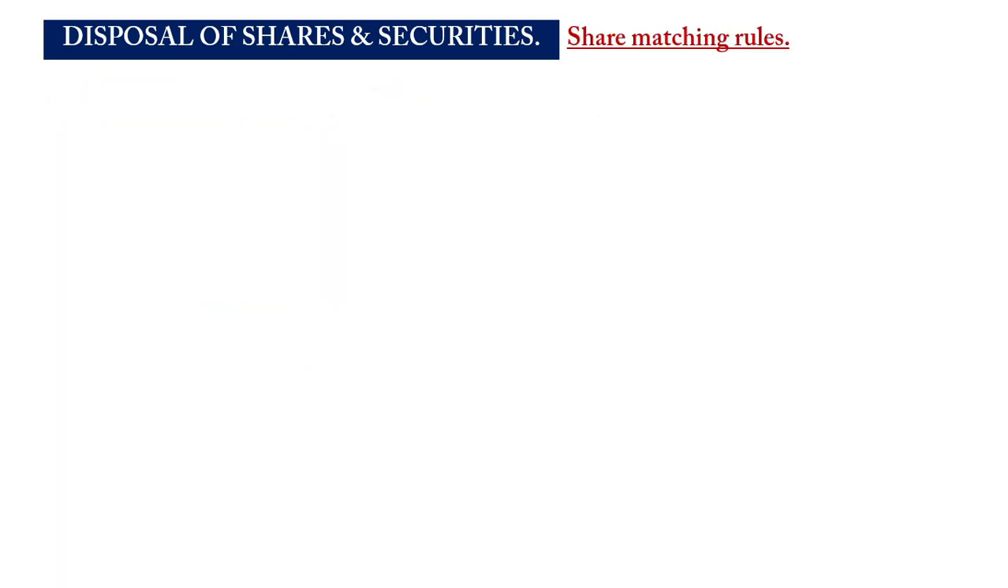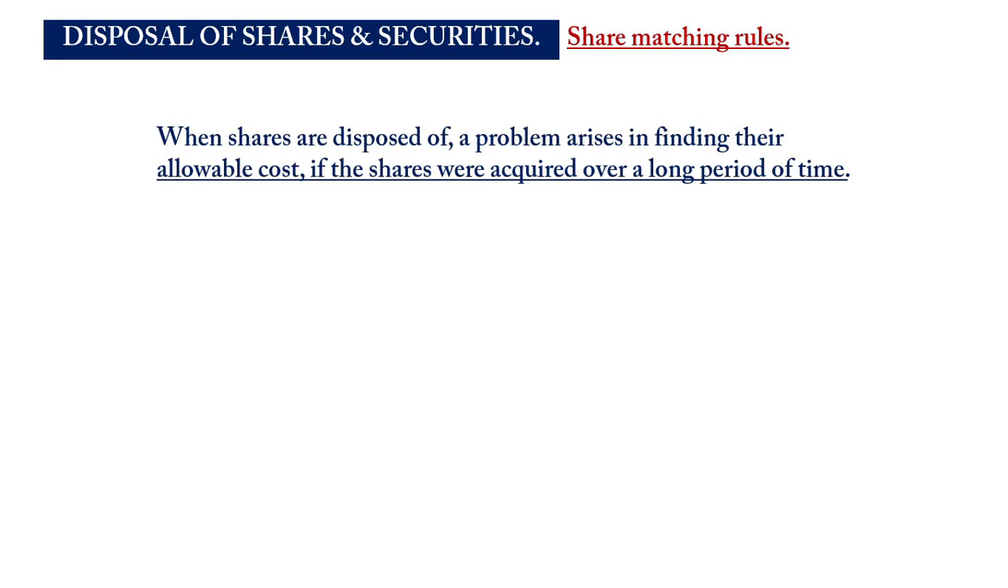Let's come to share matching rules. When shares are disposed of, a problem comes in when multiple shares have been bought over the period and you don't know which of the shares you are giving out. So you bought shares last 5 years, then last 3 years you bought another set of shares, then last 2 years you bought shares again, then last year you bought shares, then this year you bought shares, and then you decide that you are giving 1,000 or half of the shares to your child, your daughter or son. How are you going to determine which of the shares you are giving out to your child?